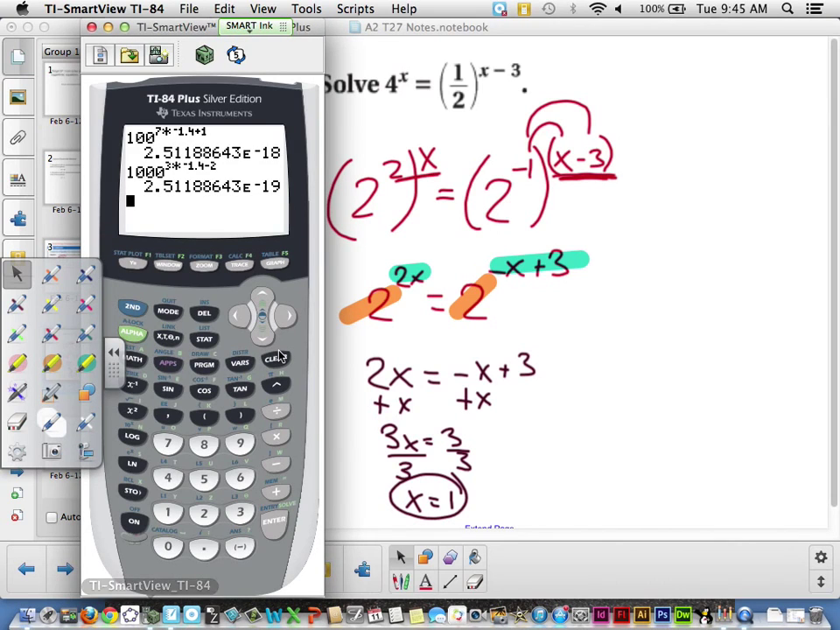So we will take and plug 1 in. 4 to the first is 4. 1/2, make sure you group your 1/2, to the 1 minus 3 is 4 as well. So it checks out.